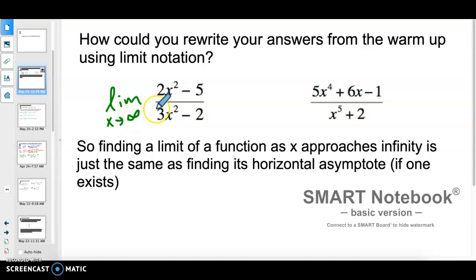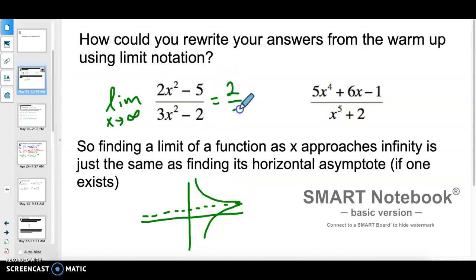So if I did the limit as x goes to infinity of this function, think about when you have a horizontal asymptote. In the warm-up, hopefully you saw the horizontal asymptote of this function is at 2/3 because the degrees match. So as x is getting bigger and bigger, your function is probably going to be approaching that horizontal asymptote, either from above or from below. So the horizontal asymptote is actually going to be your limit as x goes to infinity for this rational function.